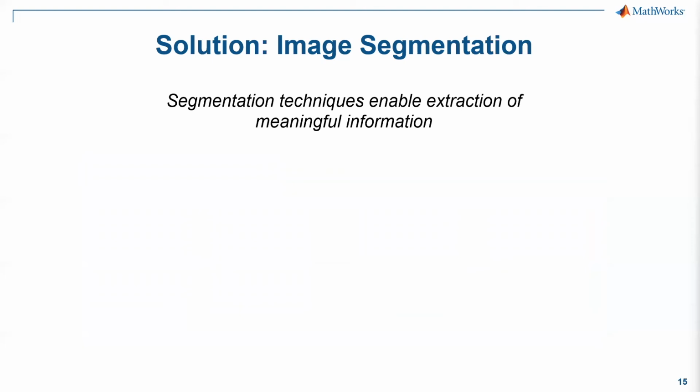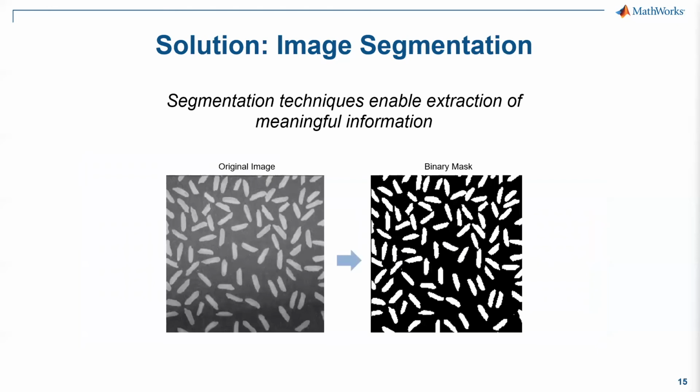So now let's see segmentation techniques that enable extraction of meaningful information. Here we have the binary mask of the rice grains. We still have some rice grains that are connected here, for example, and also here. So this will be counted as one when you try to find the regions. We count this as one rice grain, but it's not. So we need to apply some erosion here to better count this, if our task is to count the rice grains.